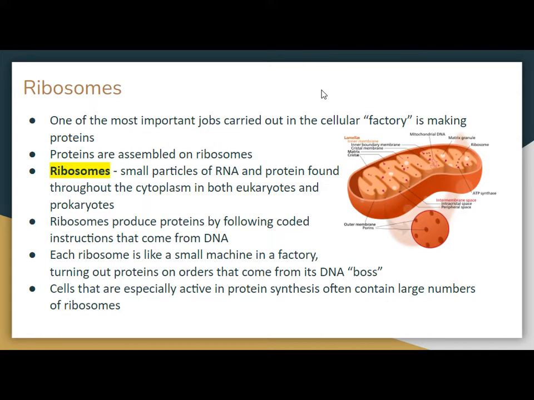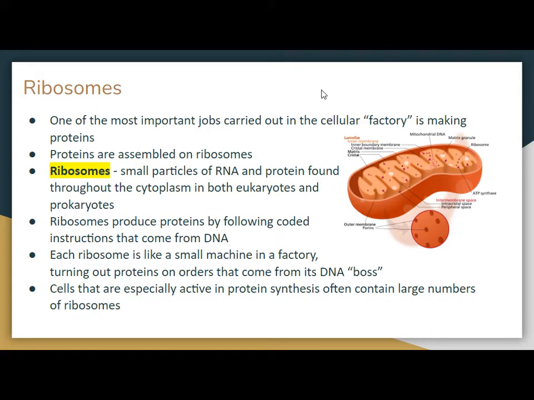So for your card, ribosomes are really tiny little dots, and they are found on a lot of things. You can draw a couple of small circles, small dots, and you're going to see these throughout the cell, literally hanging out loosely in the cell, but you're also going to see them attached to other organelles.